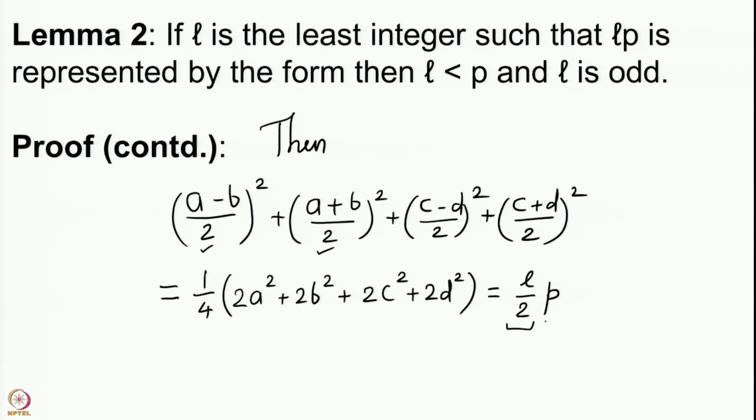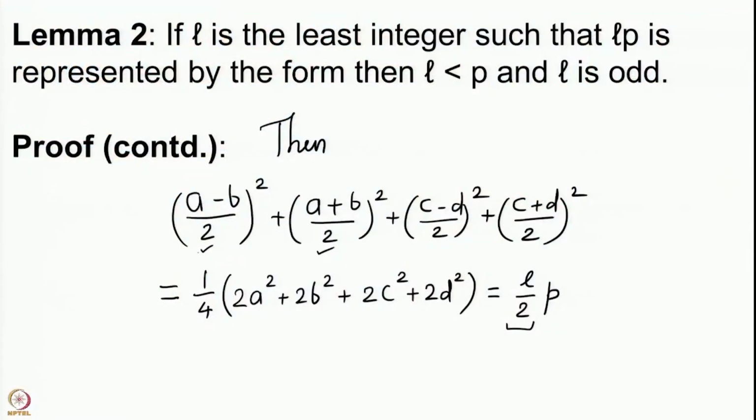So, we have now a multiple of P which is less than L, and this multiple into P is also a sum of 4 squares. We have actually these 4 integers whose squares sum to this particular number. So, we therefore get that L cannot be least. This is a contradiction to our assumption that L is an even integer. So, this contradiction says that this assumption cannot be true, and therefore L has to be odd. So, we are taking the least positive integer where LP is represented by this form, then L is an odd integer strictly less than P.